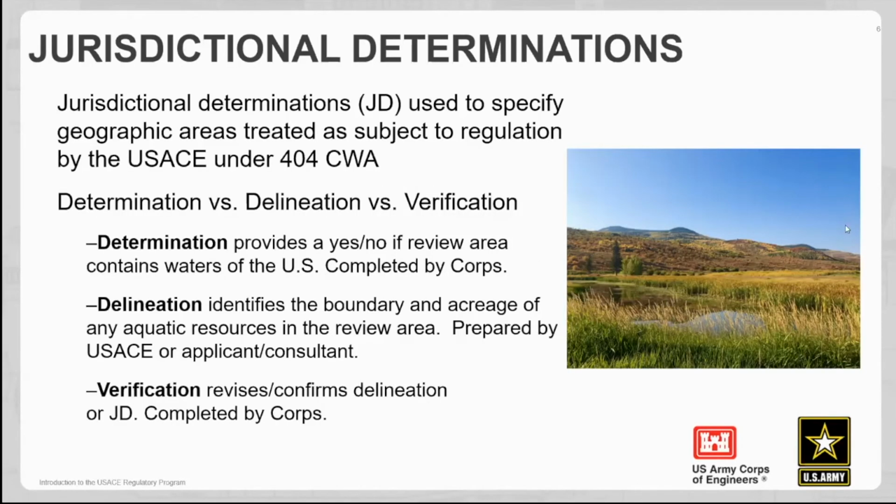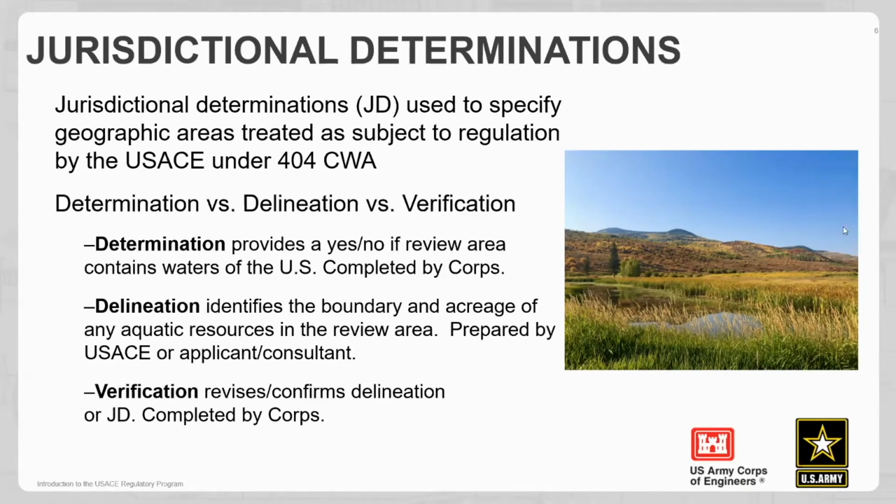So delineation, an aquatic resource delineation, often referred to as a wetland delineation, just identifies the boundaries and acreage of any aquatic resource that might be in a review area. It does not make any claims towards jurisdiction yet. We can verify these things. We call them aquatic resource delineation verifications, where the Corps will confirm or concur with a delineation.